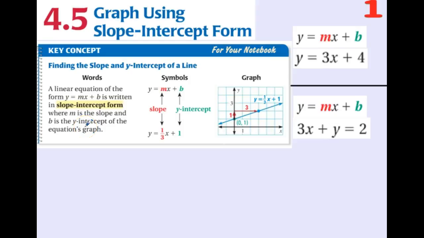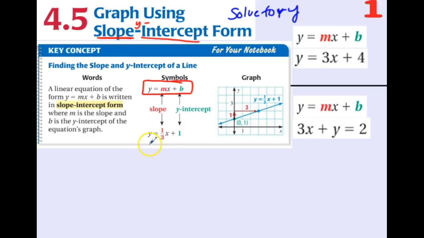Good morning. Today we are graphing using slope-intercept form, which is a big fancy way of saying we are just solving for y. Another thing slope-intercept form means is that we are able to identify a slope and a y-intercept from an equation. So that equation is this right here, y equals mx plus b.